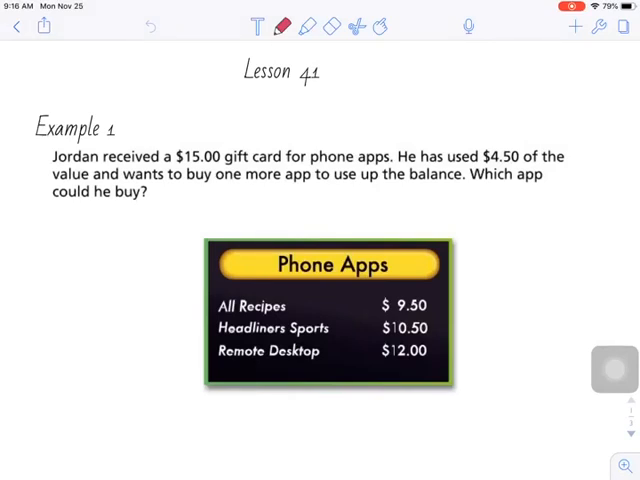Okay guys, so today we're in lesson 4.1. We're going to be talking about equations and their solutions. So we're really going to be using our knowledge from our previous topic about how to write equations and how to substitute in numbers for our variables.